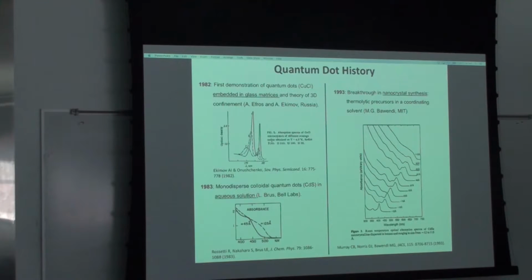And there's a guy named Louis Brus who was at Bell Labs then. At the same time, he was working on them, but he was making them in water. He made these cadmium sulfide crystals where he saw tunable electronic band gaps and tunable spectra by changing the size. And so in the 80s, this was kind of a pretty unknown phenomenon, and it didn't really catch on until the early 90s when there was major breakthroughs in synthesis.